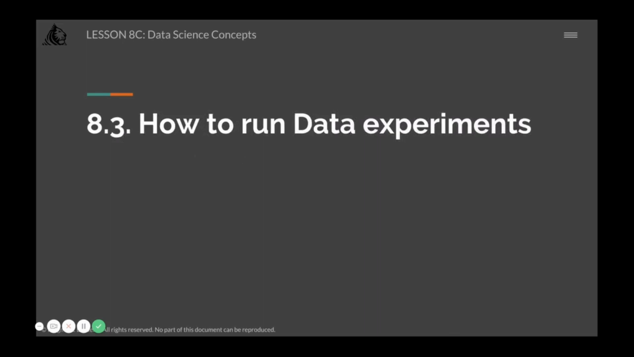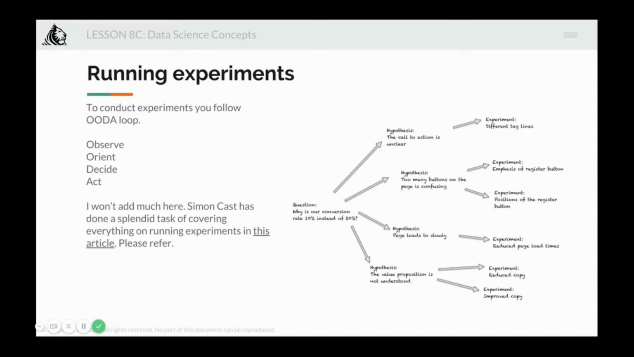So, how to run data experiments? As a product manager, you will be tasked with this, or you will have to run your own data experiments at your own scale. Well, for running experiments, I'll suggest that you follow the OODA loop, which is observe, orient, decide, and act. Basically, you start with the question: why is our conversion rate 10% instead of 20%? Then you create multiple hypotheses: the call to action is unclear, too many buttons on the page, the page loads too slowly, the value proposition is not understood, etc.